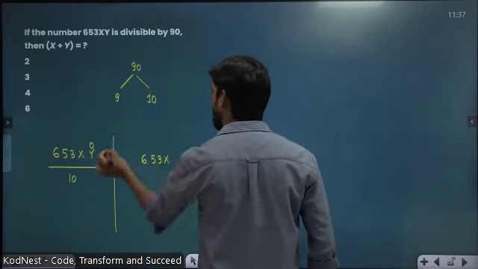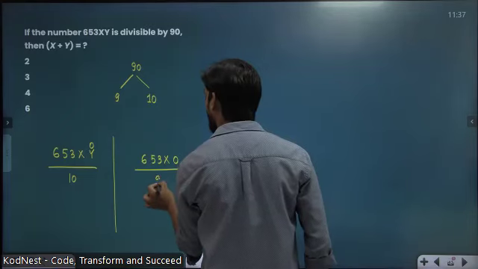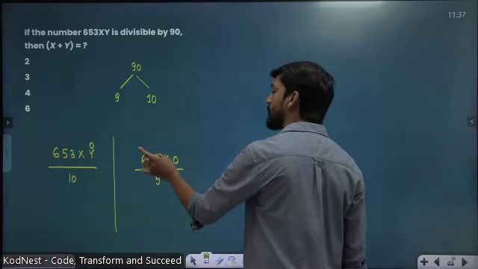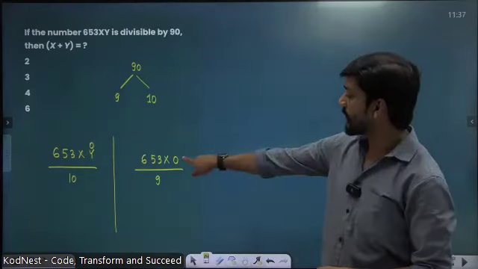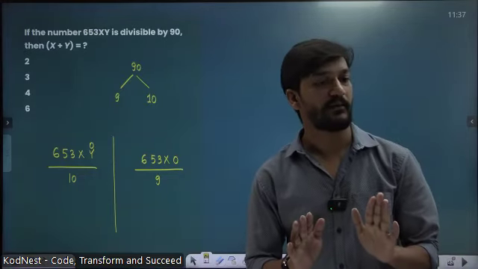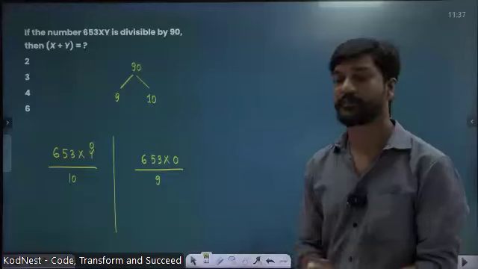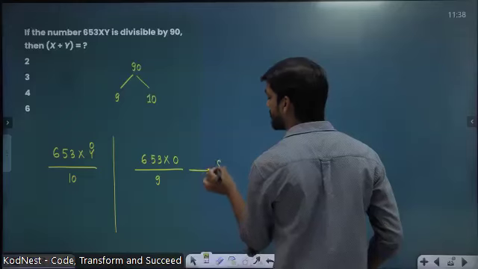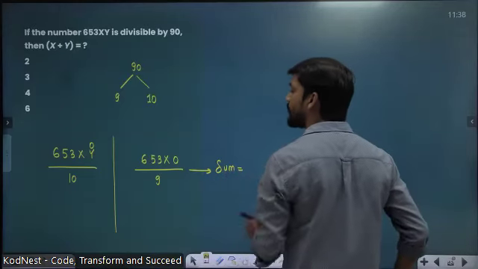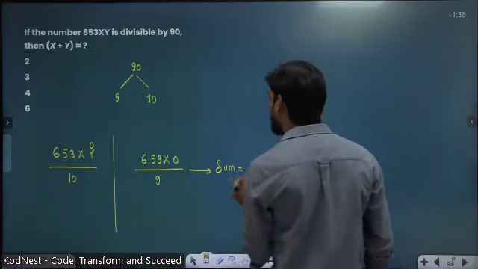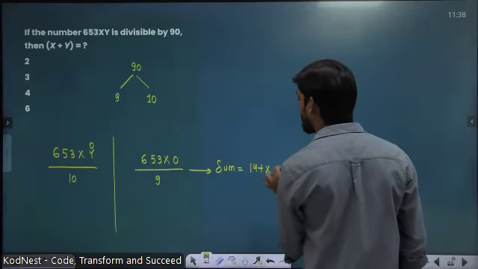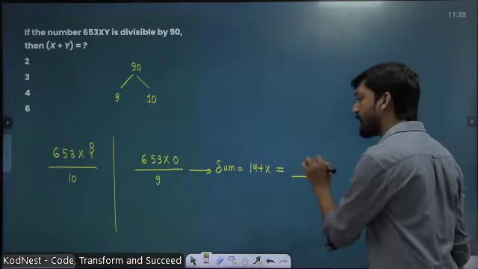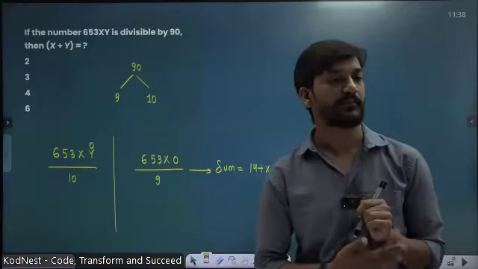Now take this number, 653x, y value 0. Okay, again answer please. This number, what I have written, is it divisible by 10? Yes. So check it for 9. For 9, what will you calculate? You will say, sir, sum of digits. Okay. Sum of digits, how much? 6, 5, 11, 11 plus 3, 14. 14 plus x is the sum of digits. And I want it to be a number which is divisible by 9. So how is it possible?